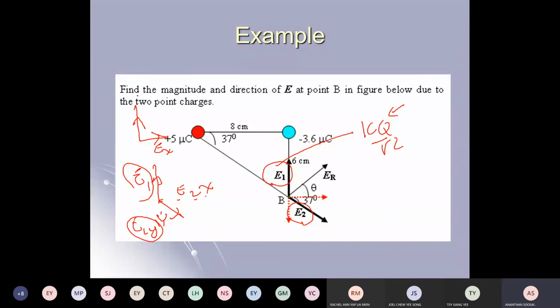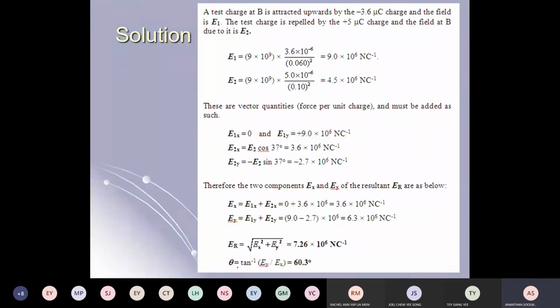Okay, is there anything you don't understand in this explanation? Okay, I hope everyone can cope up. So the working is on the next slide. This is the working I was explaining just now.